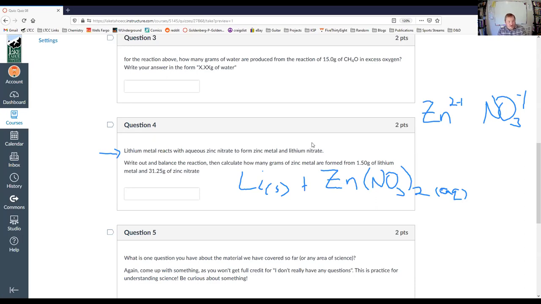Right, so that's the reactant side. It's lithium metal reacts with aqueous zinc nitrate. That's what we just wrote. And it says to form. That's a key. There's pretty much always going to be a couple verbs in there that tell us if we're talking about reactants or if we're talking about products. So reacts with, that's a verb that tells us that these two things are reacting together. In other words, they're the reactants. If it says to form or to make or to produce or makes as a product, anything that qualitatively is talking about making something means that that's going to be on our products, right? To form zinc metal and lithium nitrate.